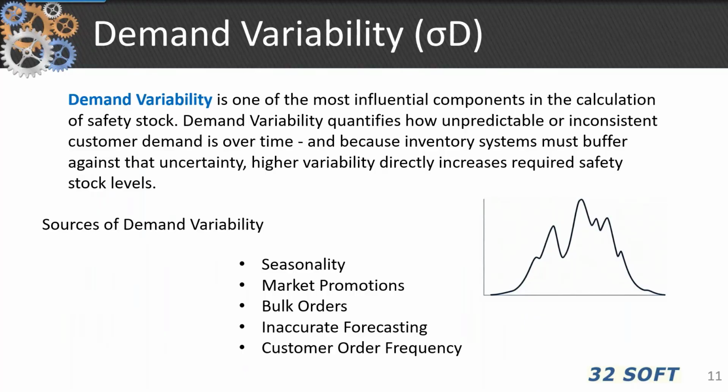Demand variability quantifies how unpredictable and inconsistent customer demand is over time. And because inventory systems must buffer against that uncertainty, the higher the variability of demand, the more this will directly increase the required safety stock levels. Some of the sources of demand variability include seasonality, market promotions, bulk orders, inaccurate inventories, and most often customer order frequency.